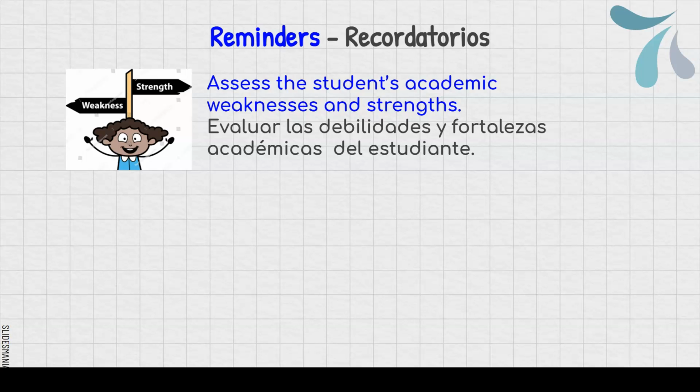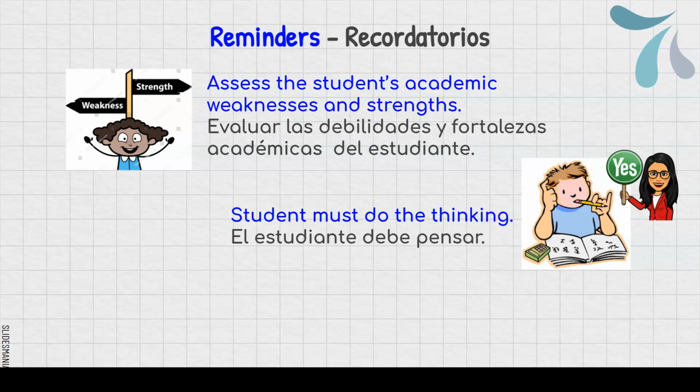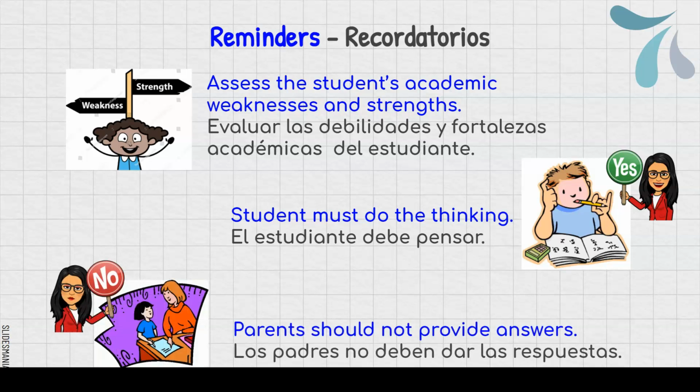Important reminders. First, remember that this test seeks to assess the student's academic weaknesses and strengths. As such, parents should allow students to do the thinking for themselves, and therefore, parents are not allowed to provide answers to their children, because teachers are trying to find out what the student is able and not able to do independently. Let's move on to how this looks on Seesaw.